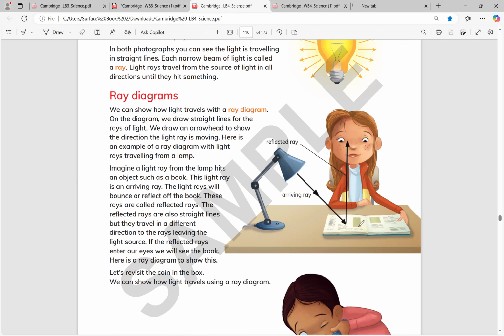Can everybody tell me what this ray diagram is for? It's for people reading books. Yes, but what is it for? What is the ray diagram used for? What does it represent?